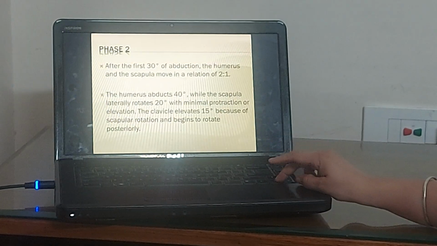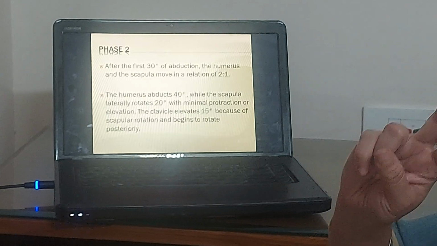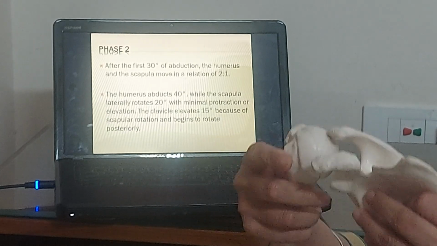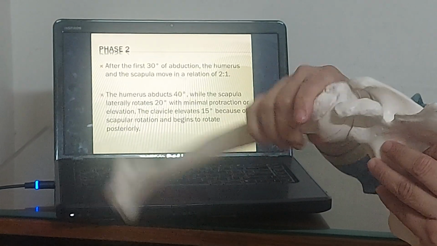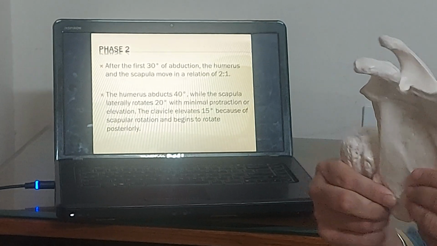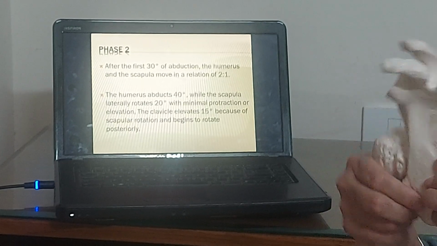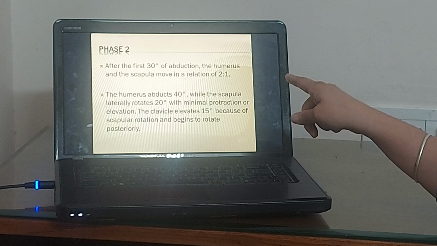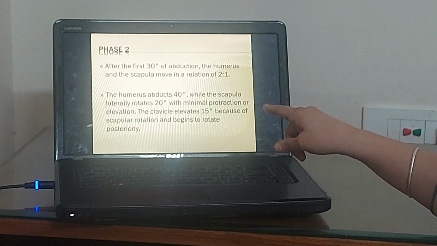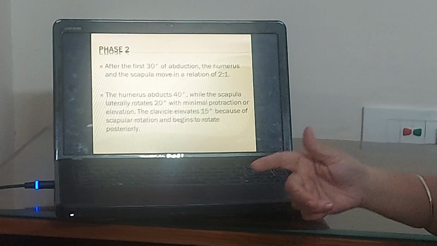Now if you can see, after the 30 degree of abduction, the humerus and the scapula start moving in the ratio of 2:1. When the humerus was moving from 30 degree to 90, that is 60 degree of range, the scapula was also moving from 0 degree to 30 degree. There was a rotational movement happening at the scapula. Therefore, the humerus to scapula ratio seen is 2:1.